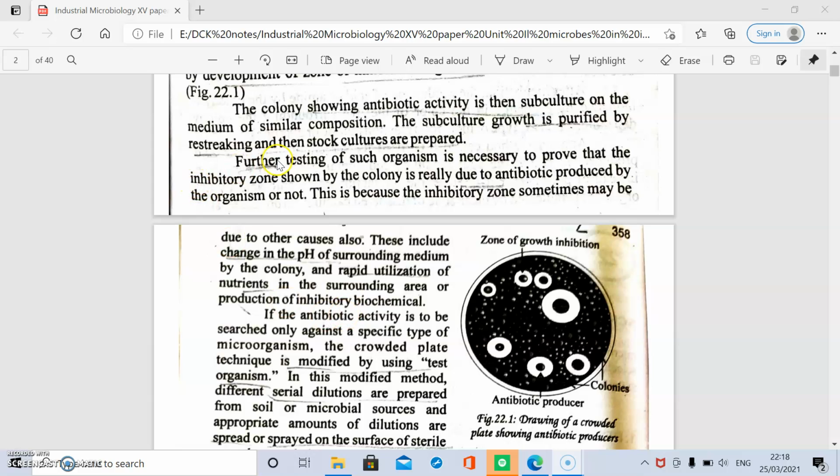The colony is subcultured on a medium of similar composition, and the growth of the colony is again purified by the restreaking method, and from this the stock cultures are prepared. These are the colonies in the crowded plate technique, and the colony which is producing the antibiotic shows around itself a zone of clearance, or zone of inhibition. This colony inhibits the growth of the surrounding colonies, and it produces the zone of inhibition.